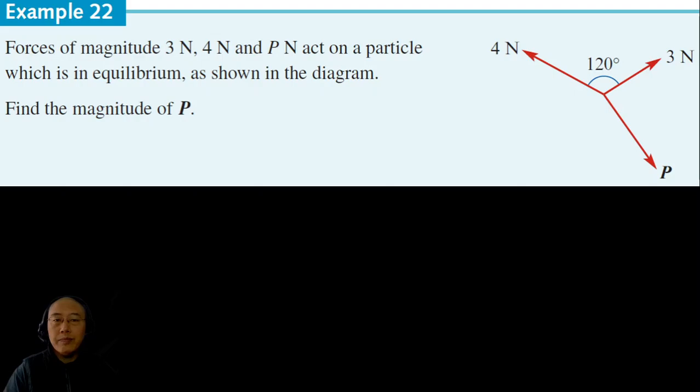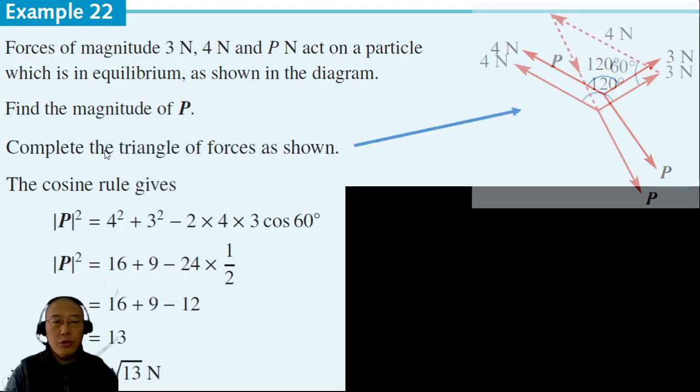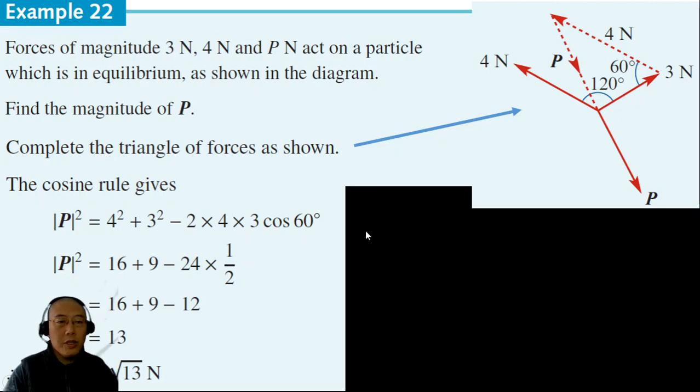Another example. You have three forces applied to it. You know the angle between two, and the unknown this time is one of the forces that we call the force P. What you need to do is draw your triangle of forces. So you have your original force, let's say we keep that 3 Newton in. You translate the 4 Newton over here, and you translate the P. So now you have your triangle here.